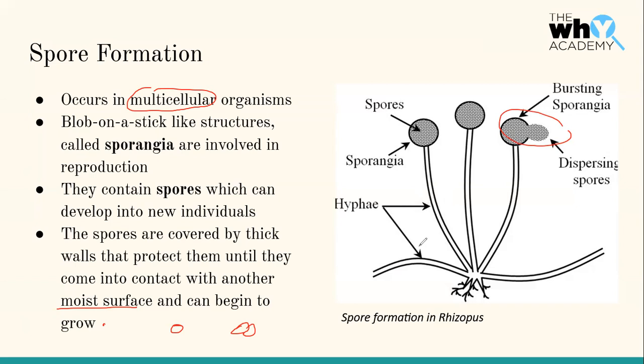These stalks are called hyphae. Sometimes earlier they used to be a part of the diagram, so I've just included those also. Not asked, but still good to know. The stalks are called hyphae. The entire structure is called a sporangia. They have a hard covering, a thick wall, and inside that the spores are. Example would be Rhizopus, or you could also say bread mold.